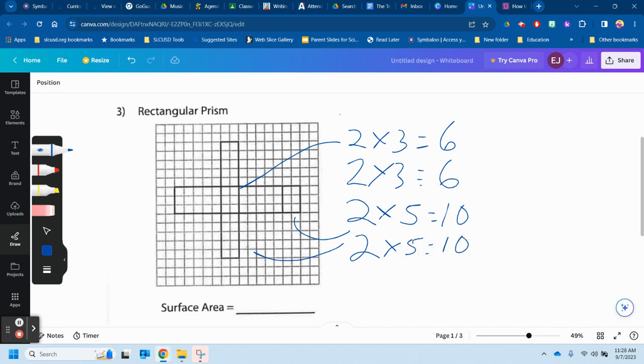Okay. And now the sides, don't forget this line here. The sides are each 5 by 3. So one side is 5 by 3, and that's 15. And the other side, this side here, is 5 by 3, and that's 15.